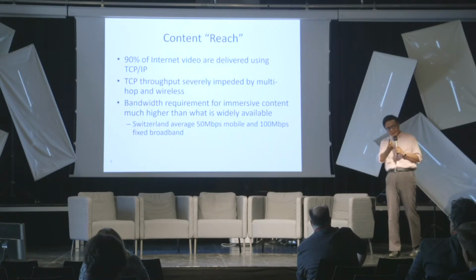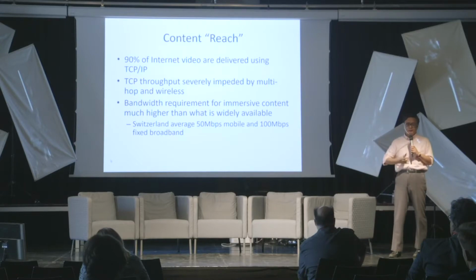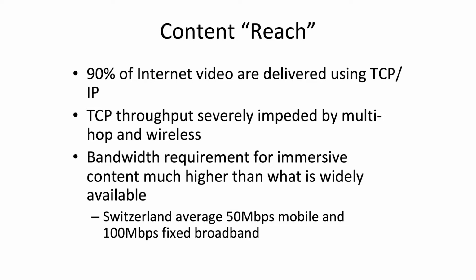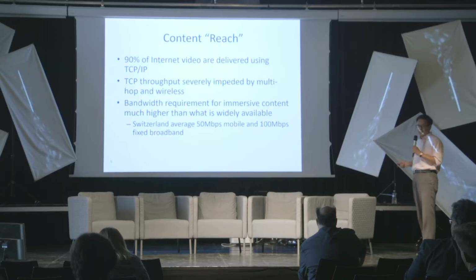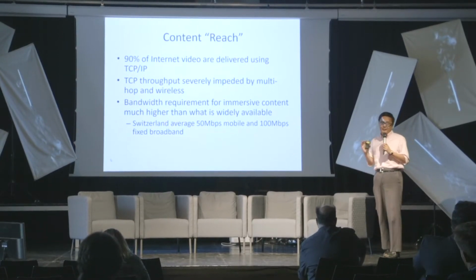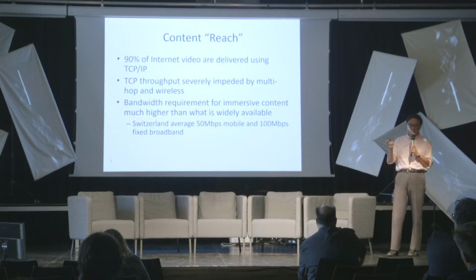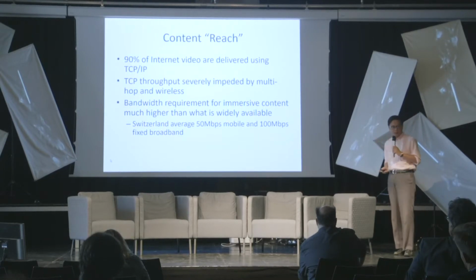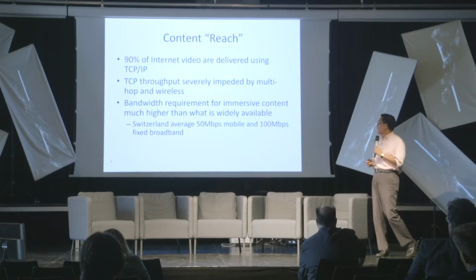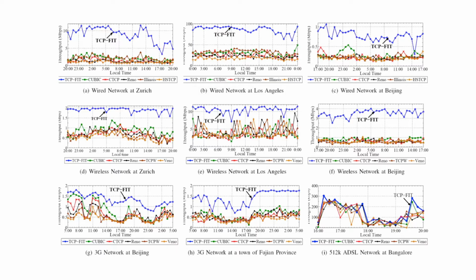So if you look at 8K or immersive or volumetric video, you're really looking at, from a previous presenter, over 100, 200 megabits per second we're talking about, right? And in Switzerland, I found this number yesterday, for mobile, it's averaging 15 megabits per second. For fixed broadband, it's just over 100 megabits per second. So we're at the border of being able to stream content. So what can we do?